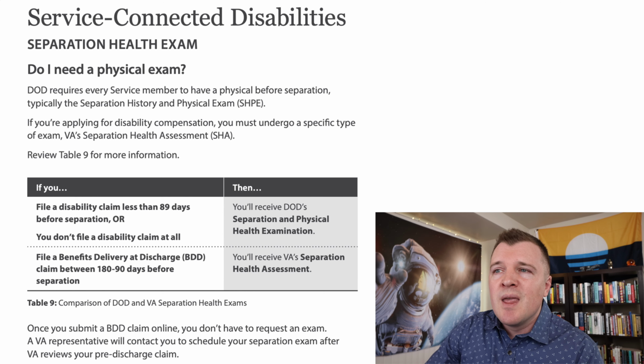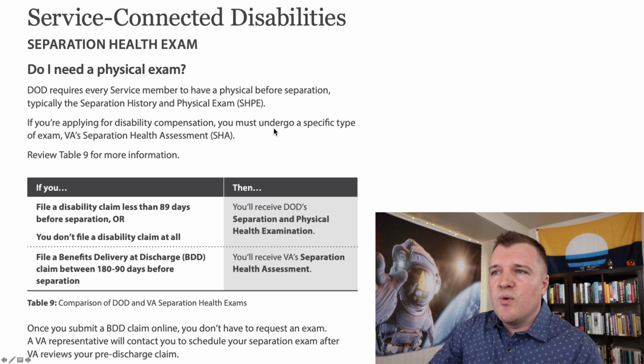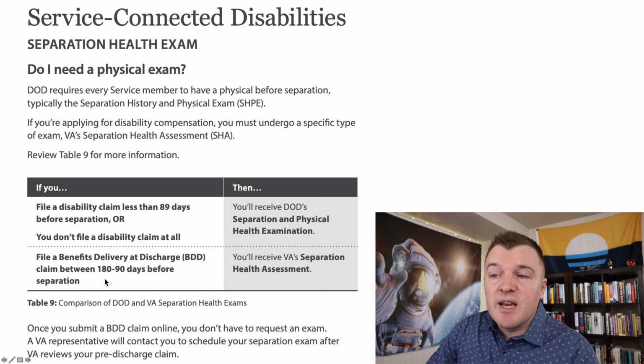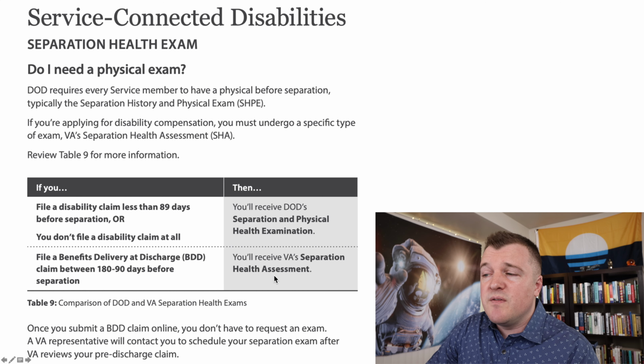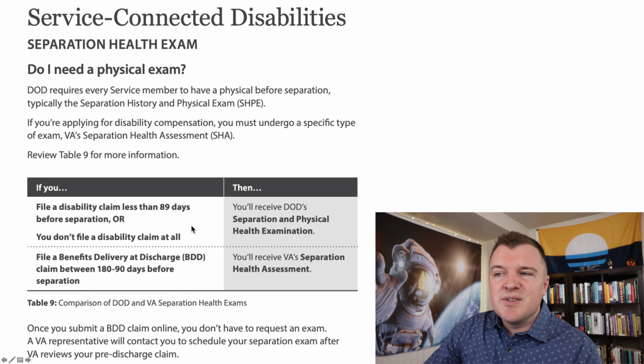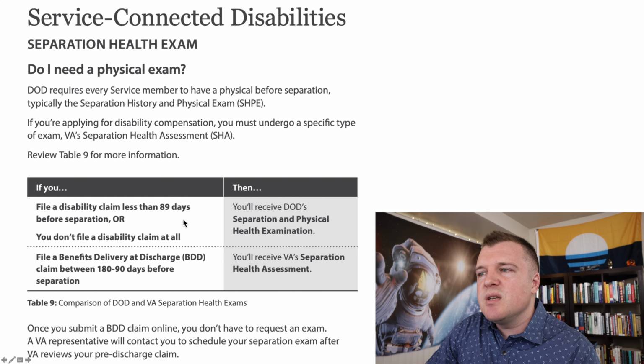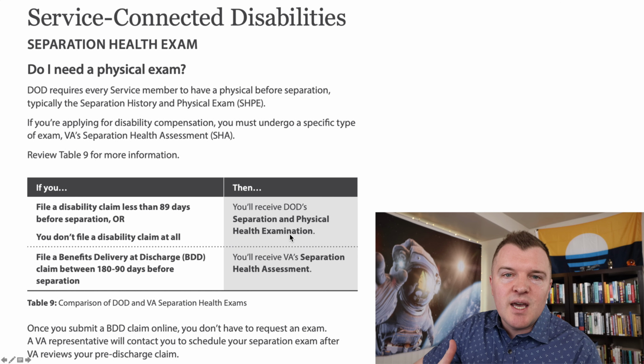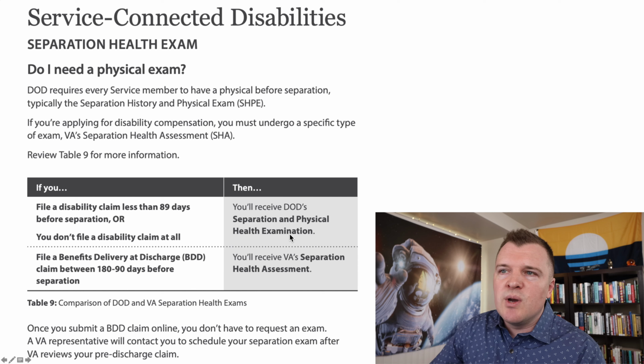It's up to you. However, if you do want to go for disability compensation, you must undergo a specific type of exam. This is the VA's Separation Health Assessment, or the SHA. Now, if you go through the BDD process, this is 180 to 90 days prior to separation, then you'll do the VA's Separation Health Assessment. But if you're filing your claim less than 89 days prior to separation, you're going to do the DoD's Separation History and Physical Exam, and then the VA will get in contact with you when you have to do their health assessment.